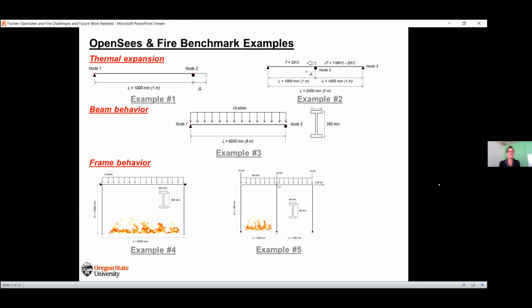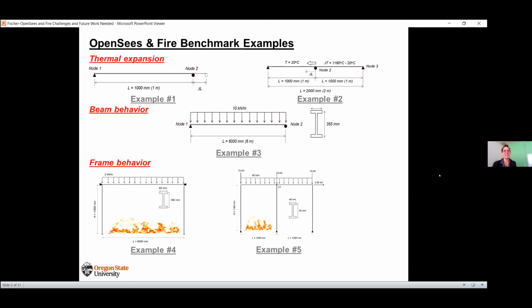We've previously developed these benchmarking examples that allow us, and allow all of you, if you want to simulate steel structures in fire, simulating thermal expansion, beam behavior, all the way to frame behavior, and comparing the results from OpenSees to other analysis platforms, as well as experimental tests. So we've shown that we can do it in OpenSees.